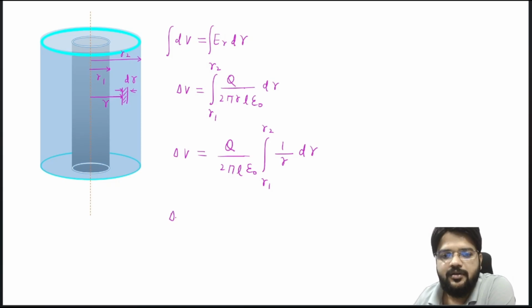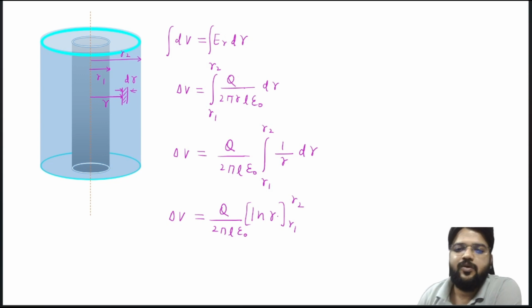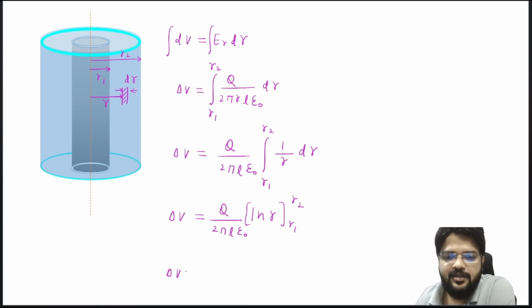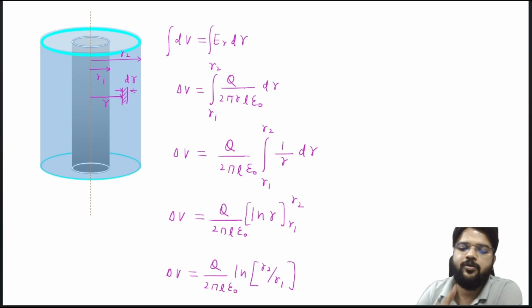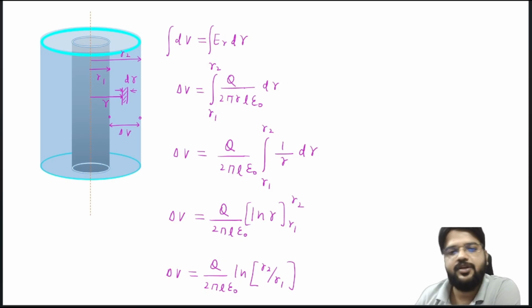Now the integration of 1 by R is log R, correct? So del V equals Q by 2 pi L epsilon naught times the integration of 1 by R, which is log R, with limits R1 to R2. So we get log R2 minus log R1, correct? And this can be written as del V equals Q by 2 pi L epsilon naught log R2 by R1. Here we are using the log property: log A minus log B can be written as log A by B. So now we got the potential difference between these two surfaces.